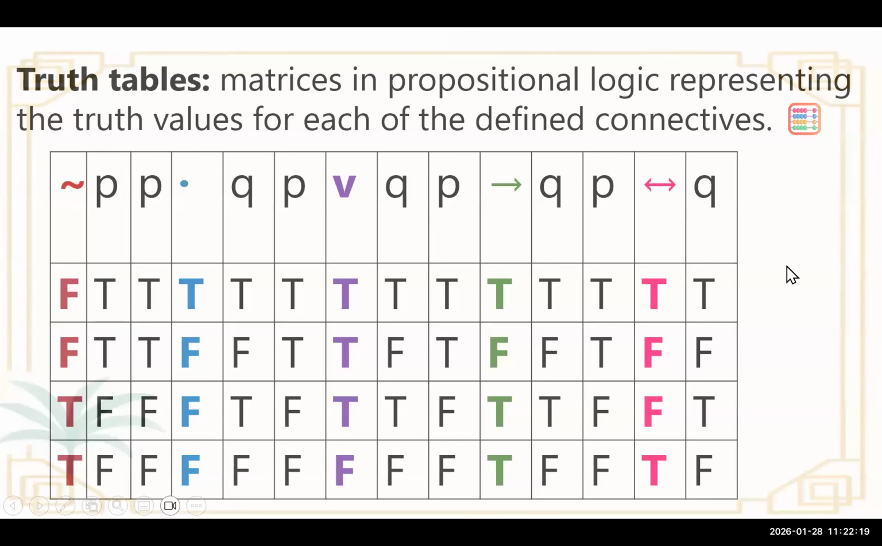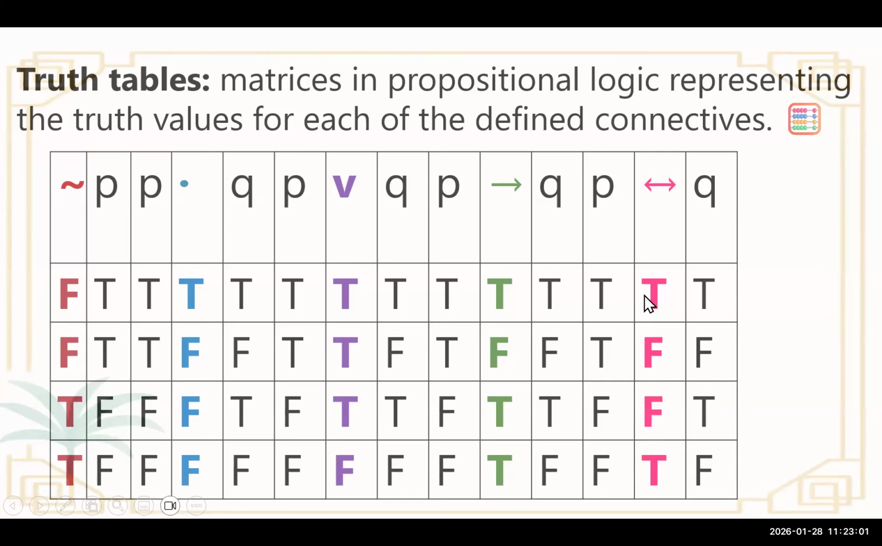Again, we're using these definitions of our connectives that we represent in this matrix. In propositional logic, these represent the truth values for each of the defined connectives. Negation operates to turn the true to the false and the false to the true. And is true when both conjuncts are true, otherwise it's false. Or is false when both disjuncts are false, otherwise it's true. If-then is false when the antecedent is true while the consequent is false, otherwise it's true.